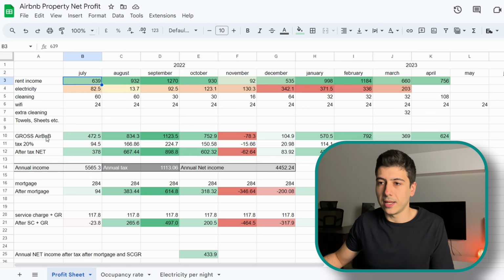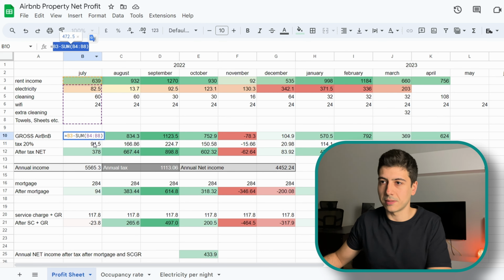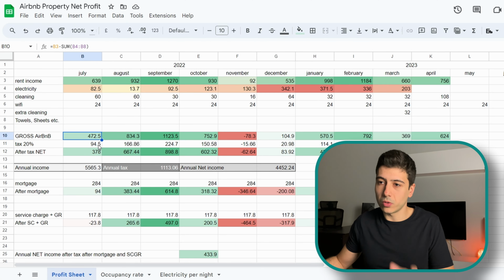Now after the rent and all of the expenses, I take out the expenses from the rent and I record that as gross Airbnb profit. So in this case, you can see it's this. So it's rent income minus the expenses. So from the gross Airbnb profit, which is considered taxable income.